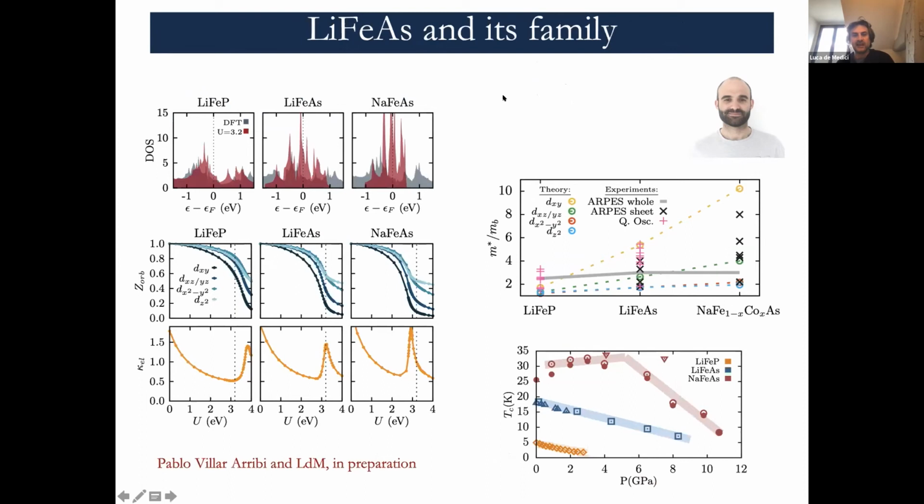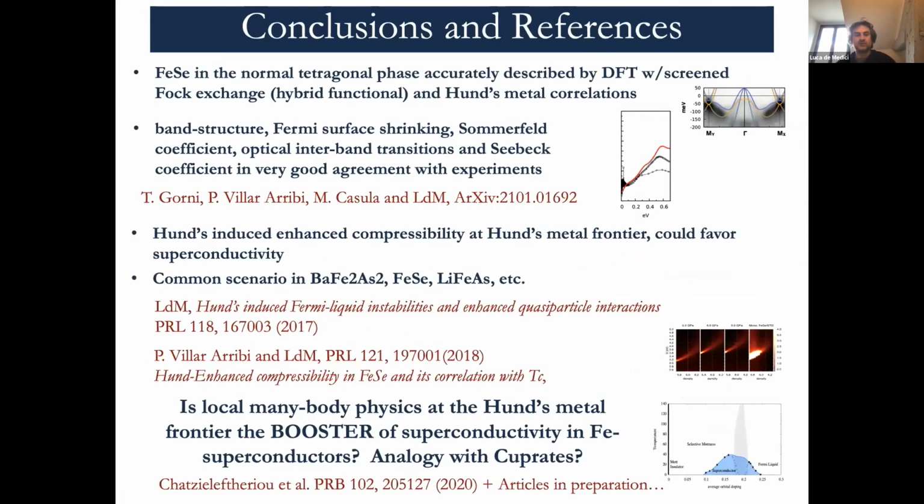This is the last slide, to show that we could discuss the same thing on the 111 family, and Pablo has calculated that also the TC in these families goes nicely in agreement with the position of the peak and the Hund's metal crossover. And so let me just jump to the conclusions.